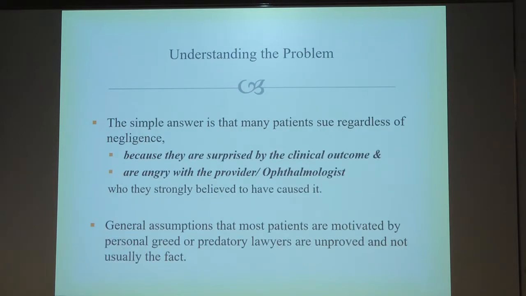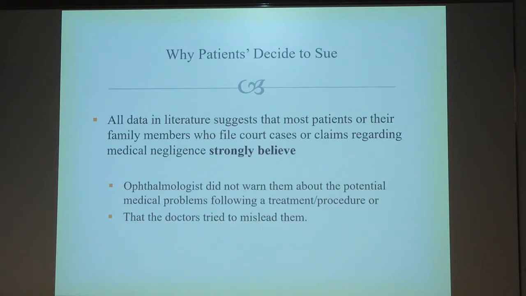The simple answer to that was the patients sue regardless of negligence because they are surprised by the clinical outcome, or they are angry with the provider or the ophthalmologist who they strongly believe to have caused this grief. The general assumption that most patients are motivated by personal greed or predatory lawyers is unproved and not usually the fact. All data in literature suggests that most patients or their family members who file court cases and claims regarding medical negligence strongly believe ophthalmologists did not warn them of the potential medical problems and doctors tried to mislead them.